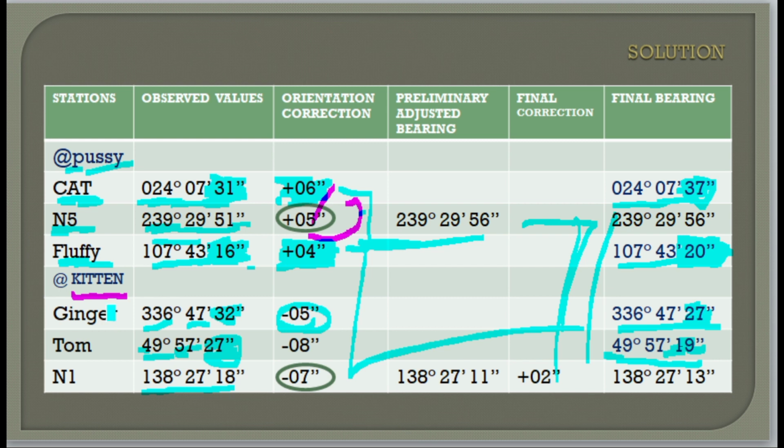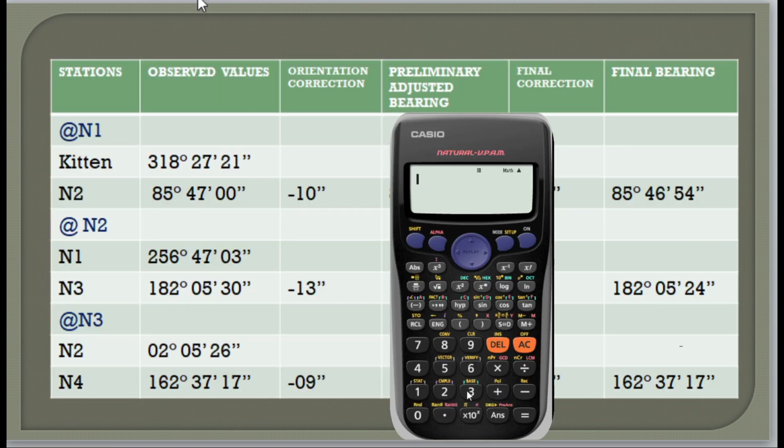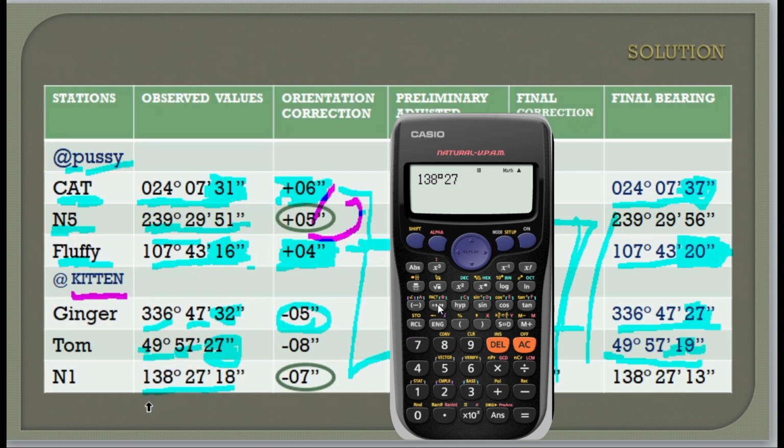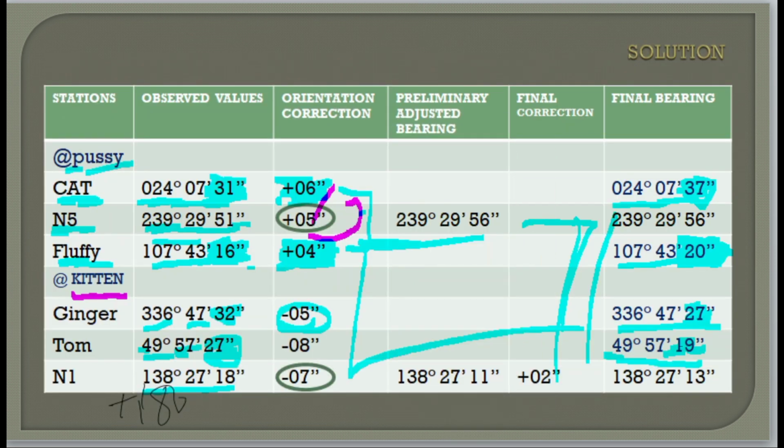Here we have our bearing of the kitten to N1, and then on our next table, here we have the observed value from N1 to the kitten. So this is the back bearing of the same line, and our back bearing will be gotten from here. By adding 180 degrees to this value of ours, we'll get our final value as 318.